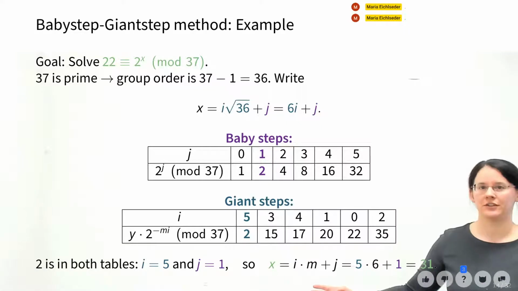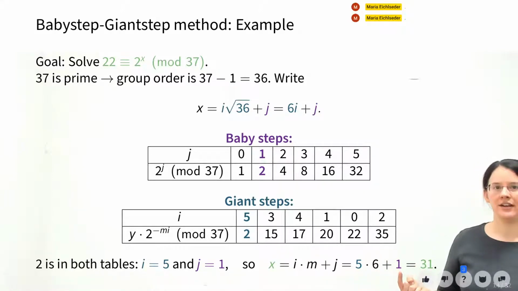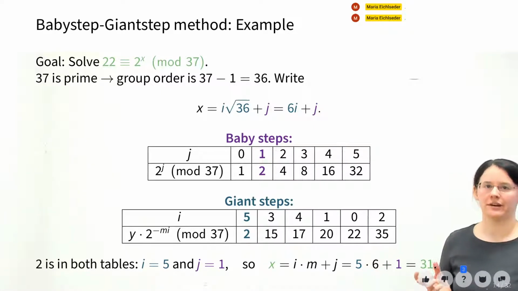We have exactly one collision in this combination, which is i equals 5 and j equals 1, which gives me a valid combination for x. So x is simply 5 times square root of n, with i being 5 and j being 1, which if I evaluate it equals 31. And this is all a lot faster than if I would just have tried all 31 possible exponentiations of 2 to find the right result.